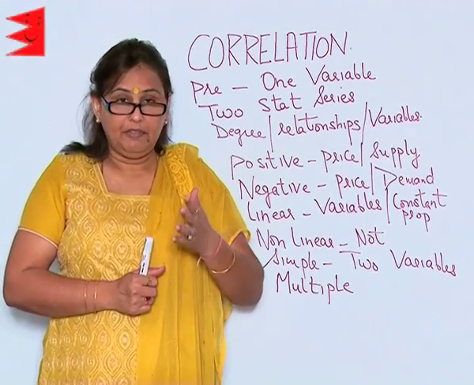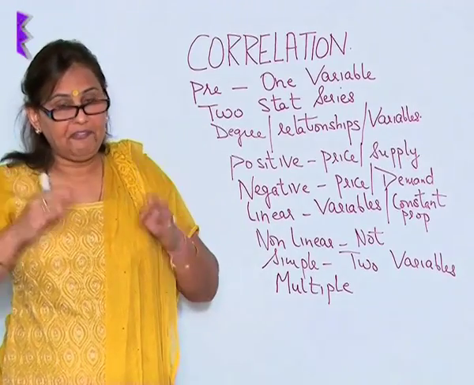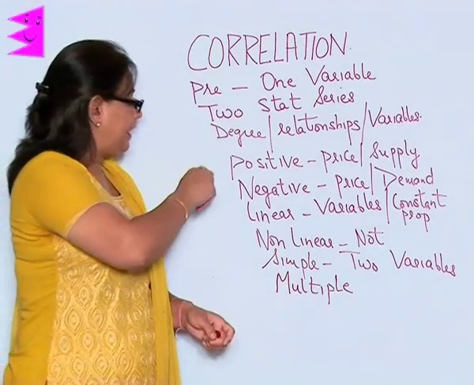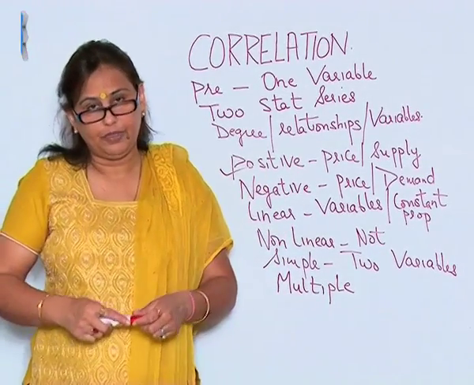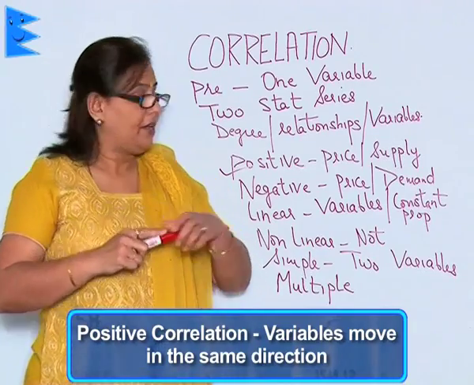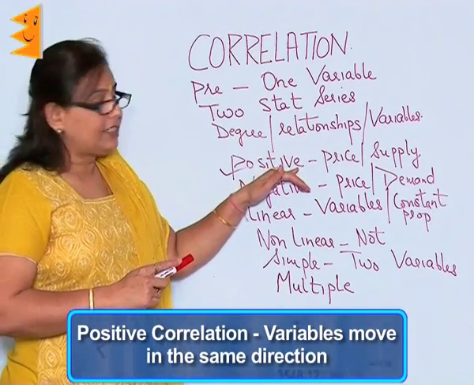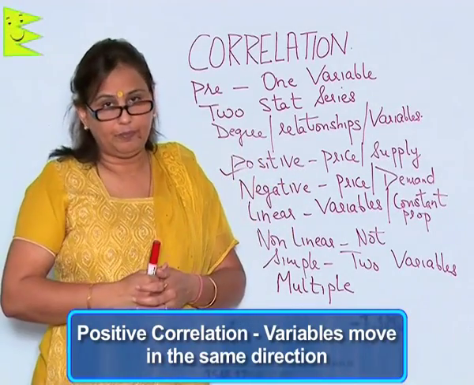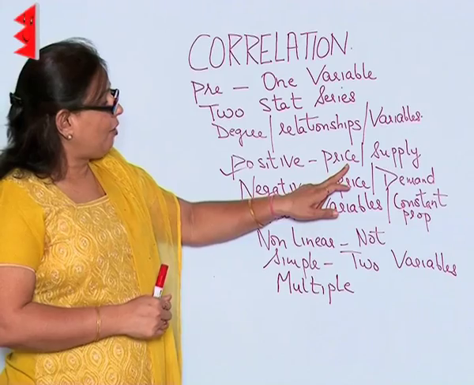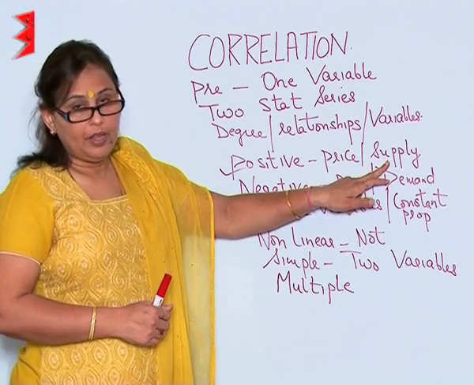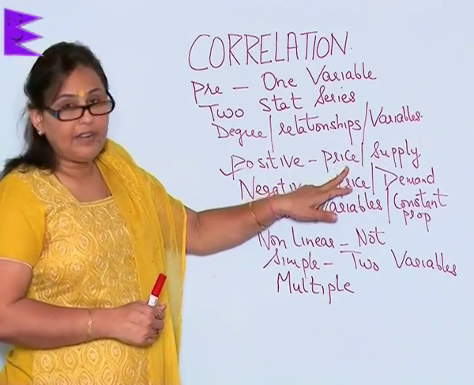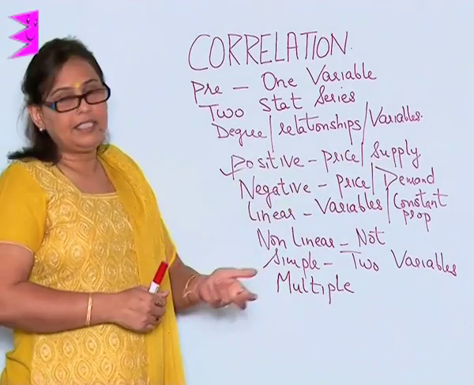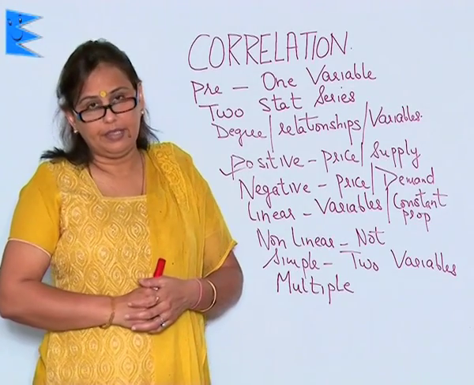But before that, we must know what the different kinds of correlation are. The first is the positive correlation. The positive correlation is when the variables move in the same direction. For example, the study of price and supply. When the price rises, the supply also rises. When the price decreases, the supply also decreases.